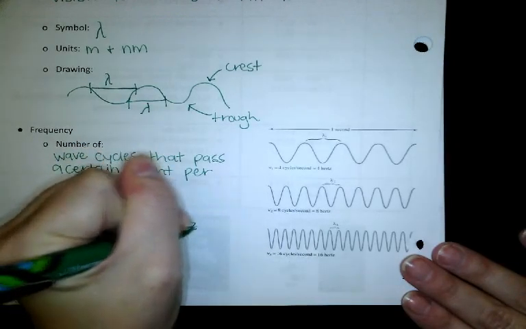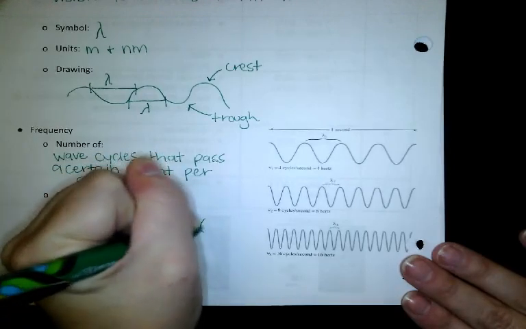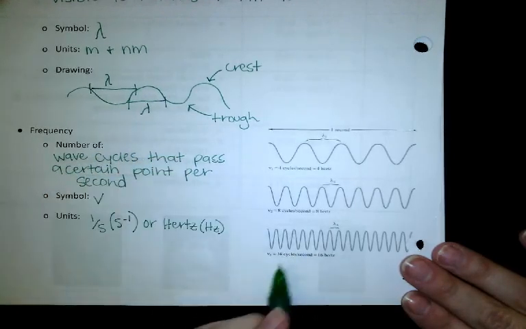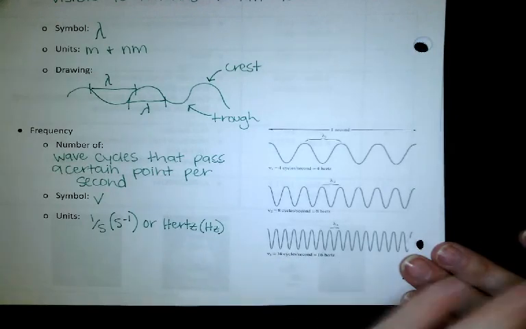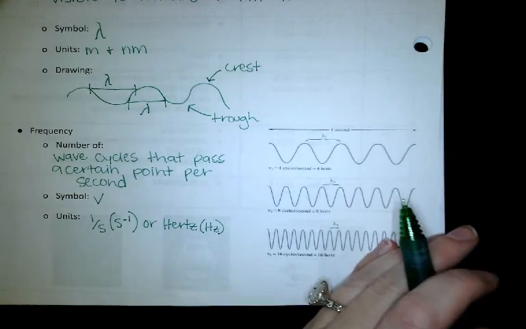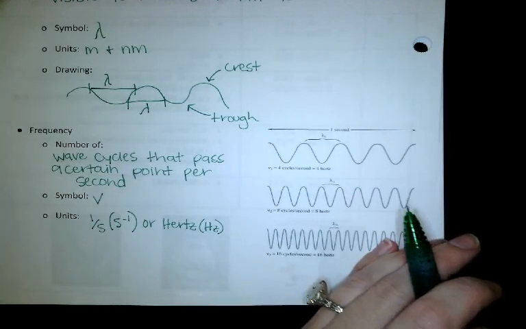Okay, frequency is measured in hertz. Also, if you look down here, it says 16 cycles per second equals 16 hertz. So those are the two different units we're going to use for frequency.